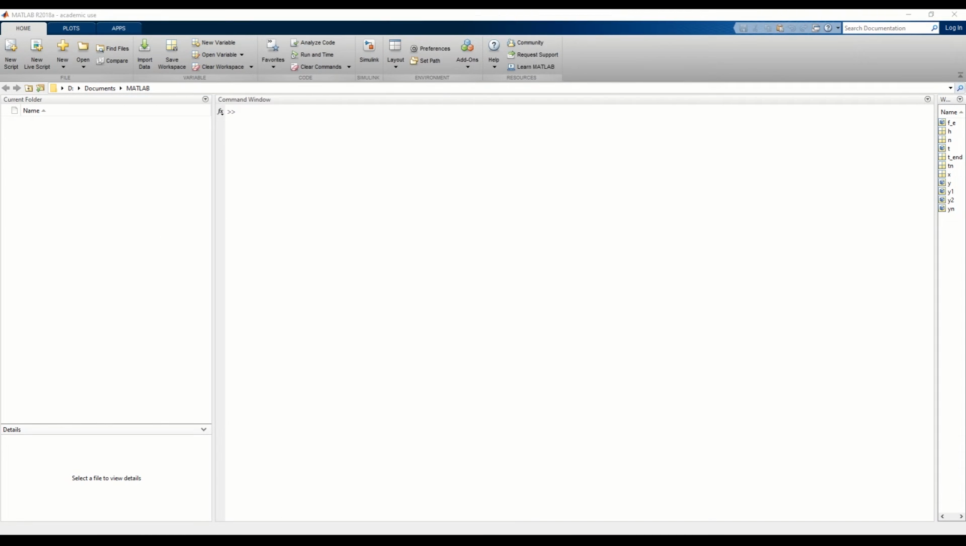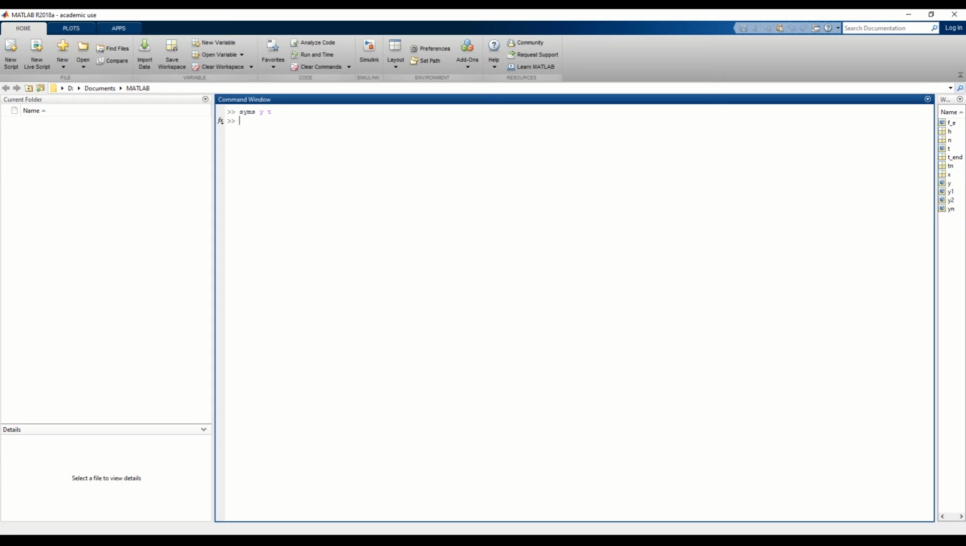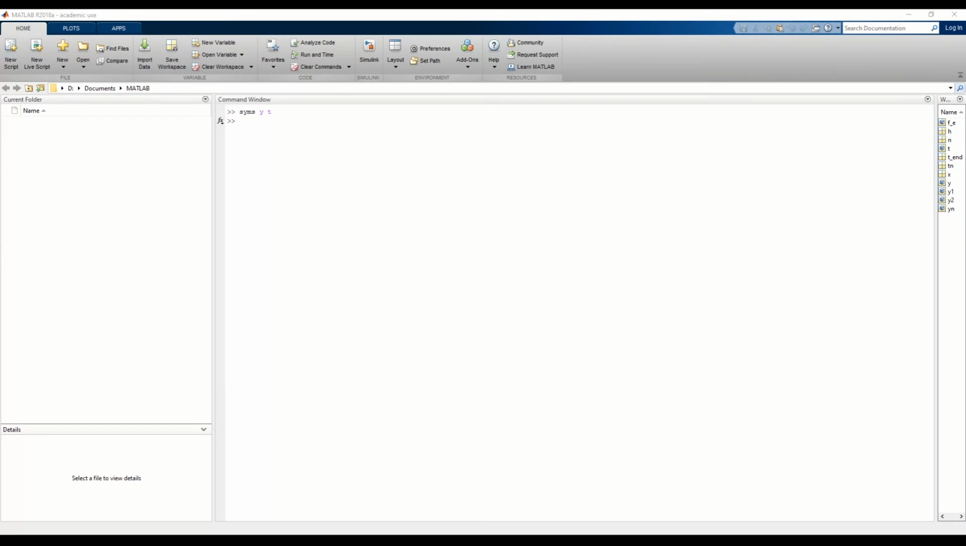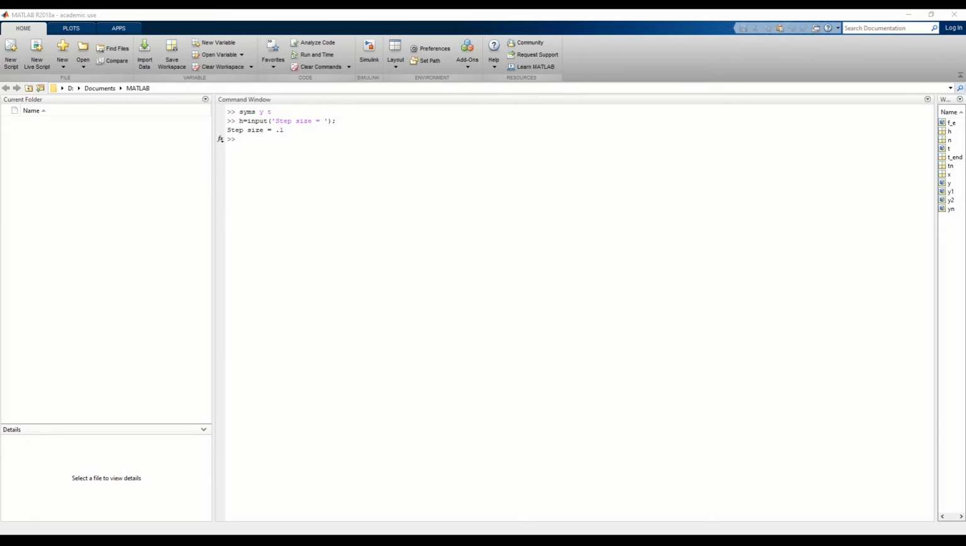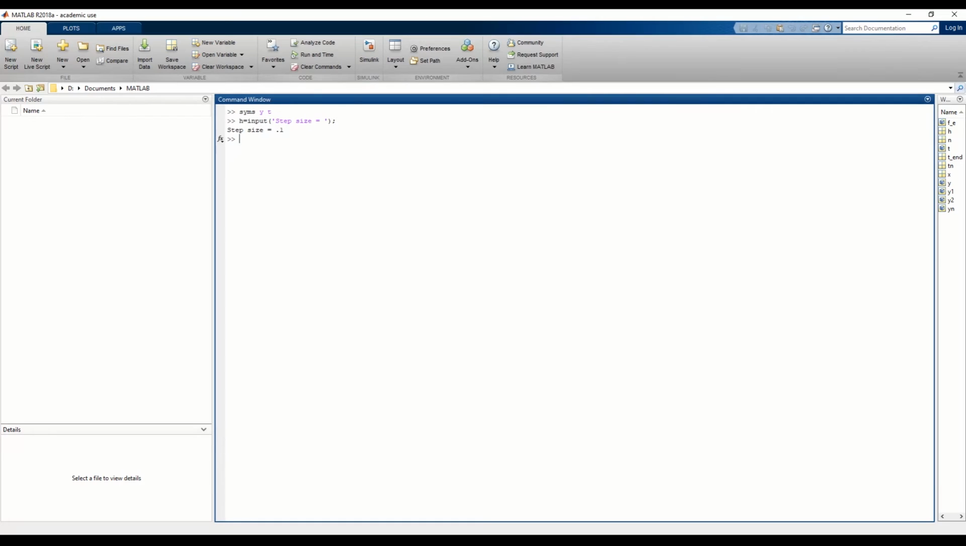Hi, in this video, we're going to solve Euler's method using MATLAB. First, we set the symbols of y and t. Next, we input the step size, or h. Here, we're going to use 0.1. Next, we input the equation that we're going to use.